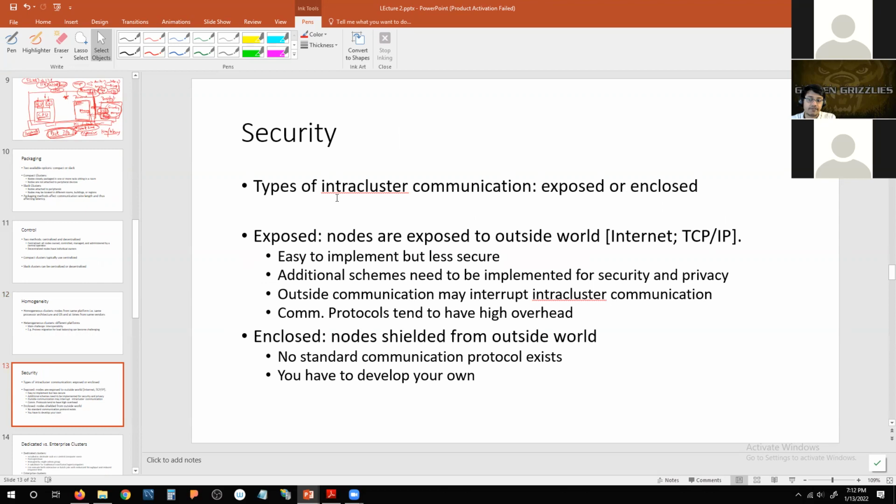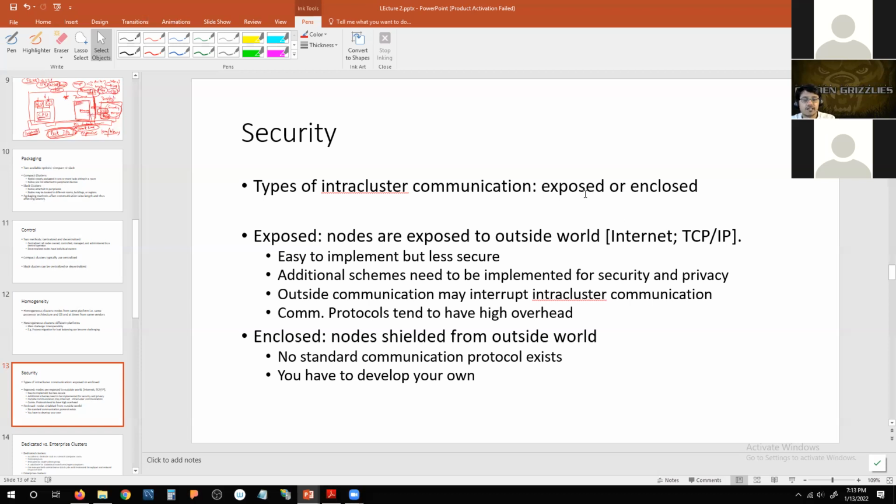Finally, you will also have security issues. All these clusters need to communicate. The nodes of a cluster need to communicate with each other, and if the devices are communicating with each other, then there are two different options for you. One is that the communications are exposed. By exposed, we don't necessarily mean that you don't have any kind of encryption. That is not what we are trying to say.